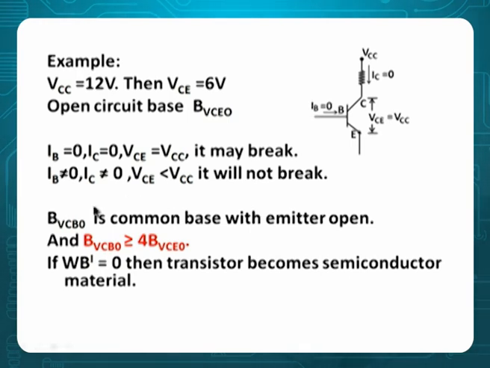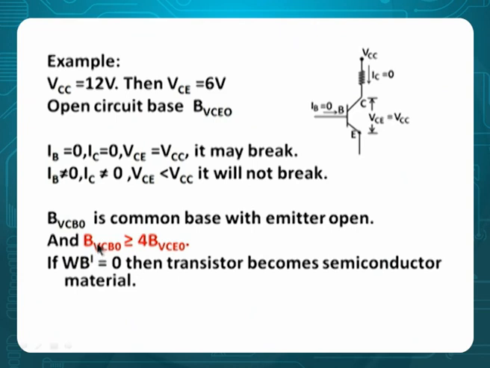That's the meaning. So BVCBO is common base with emitter open. That's the voltage between collector and base with emitter open, whereas BVCEO is the voltage between collector and emitter with base open. O means open circuit. That's why breakdown voltage is generally linked with input open circuit.